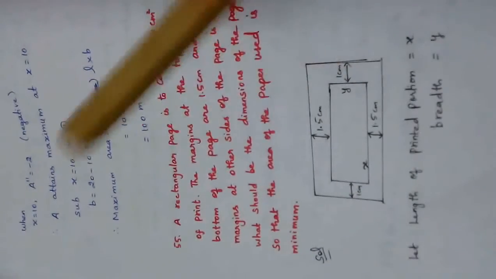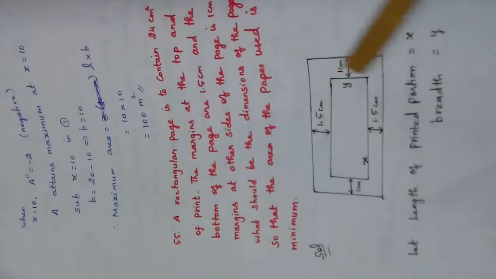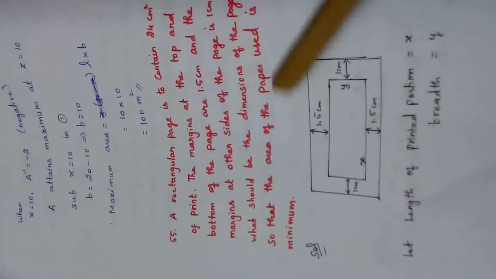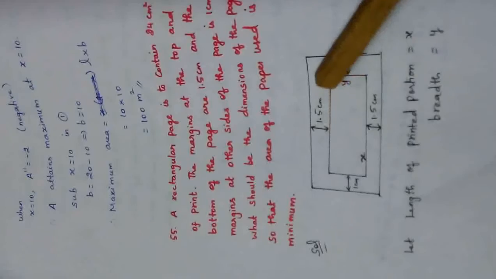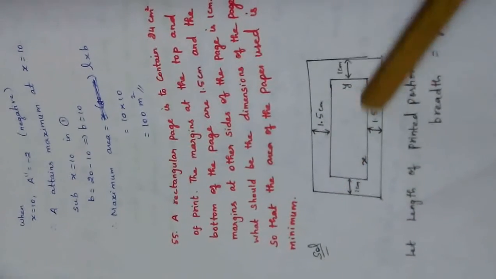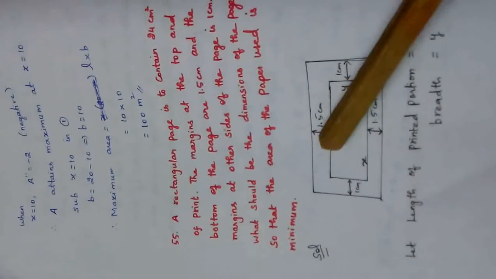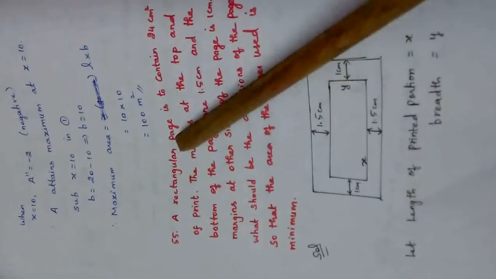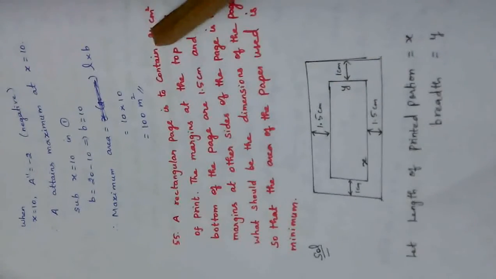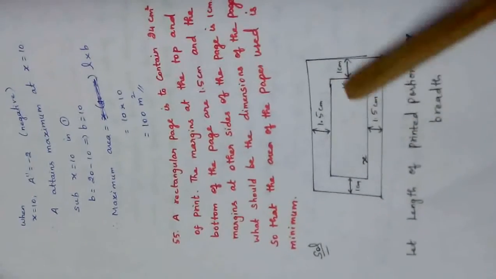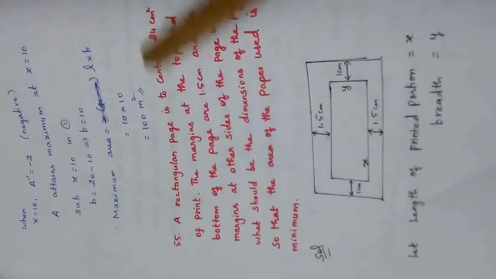So you understand the meaning of the question through this diagram. This entire diagram is called the paper, and this rectangle present inside is called the printed area. What is given in the question? The rectangular page is to contain 24 centimeters square of printed area. So the printed area is given to be 24 centimeters square.